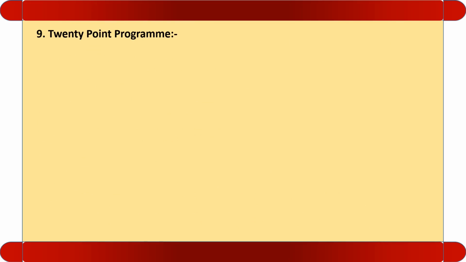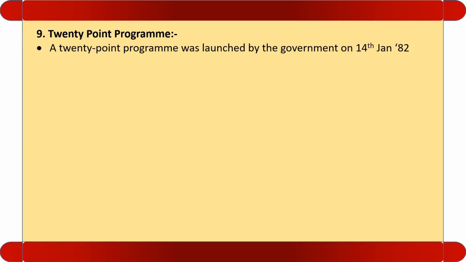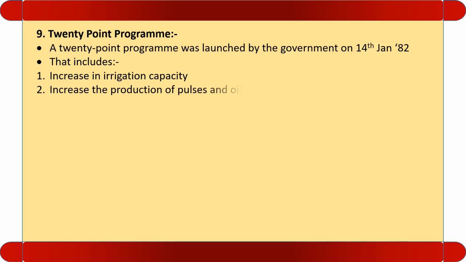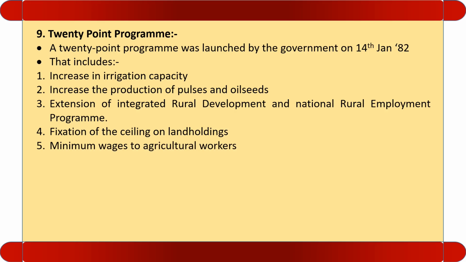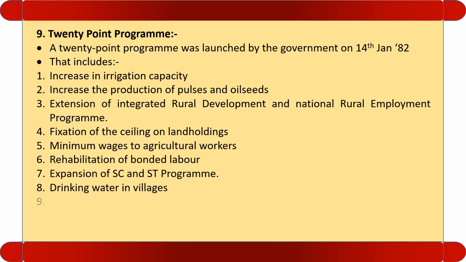Next is the 20-Point Program. The 20-Point Program was launched by the government on 14th January 1982. Some important points which come under it are: increase in irrigation capacity, increase in the production of pulses and oil seeds, extension of integrated rural development and national rural employment programs, fixation of ceiling on land holdings, minimum wages to agriculture workers, and many more.